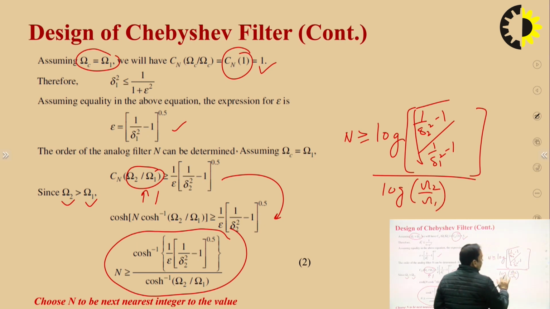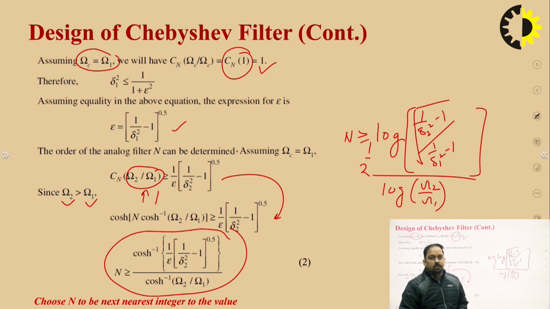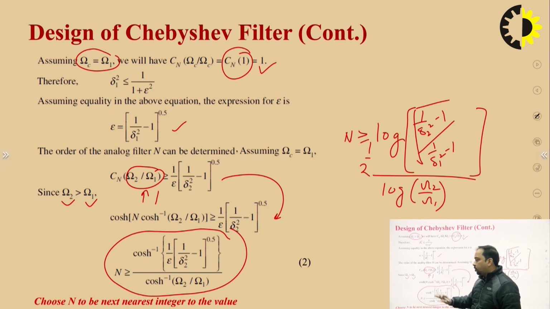So we can clearly see over here that we have a factor of 1 by 2 outside. Clearly both the equations are used to calculate the order of the filters. Here this will give you the order of a Chebyshev filter, whereas this one will give you the order of the Butterworth filter. So there is a bit of similarity between both the relations. Here we have the log, and here we have the cosine functions.